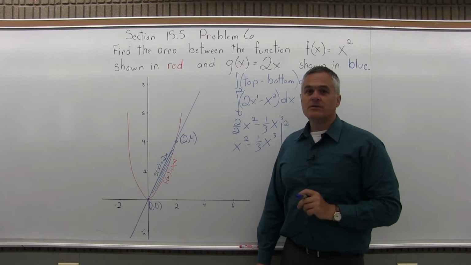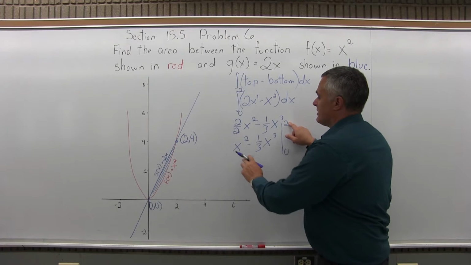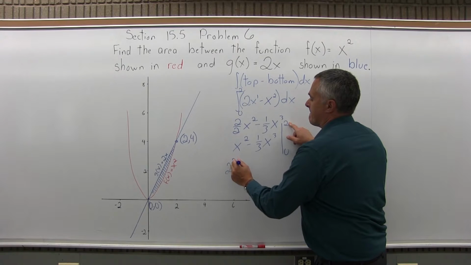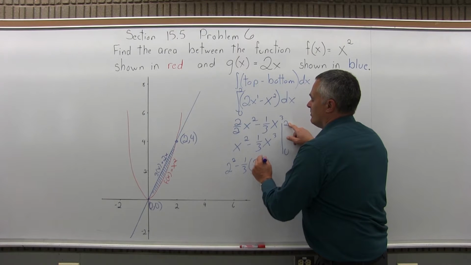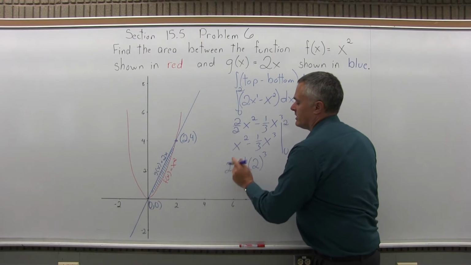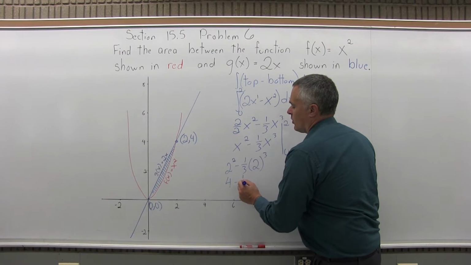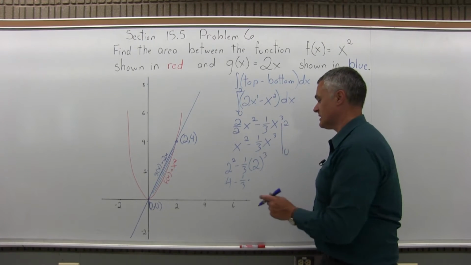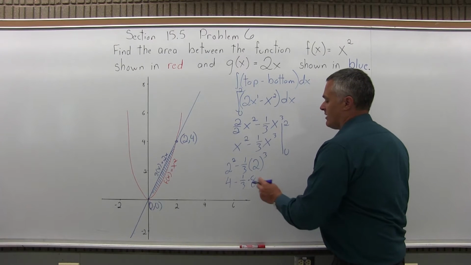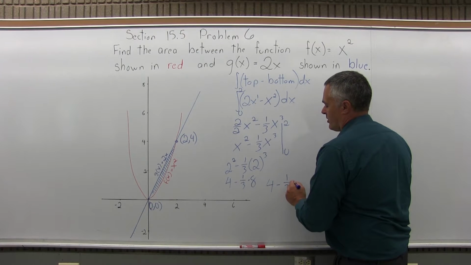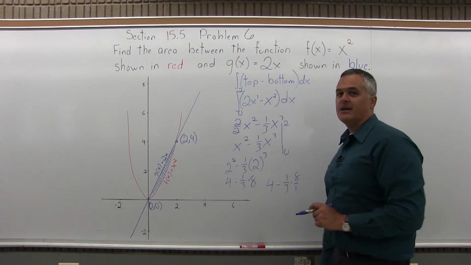Step 2 will be to put the upper limit of integration in for x. So the x squared becomes 2 squared, minus 1/3 x cubed becomes minus 1/3 times 2 cubed. And I'll do the math. We will have a fraction, but it won't be too bad. 2 squared is 4, minus 1/3 times 2 cubed, which is 8. 2 times 2 is 4, times the third 2 is 8. Let me simplify that a little bit: instead of 1/3 times 8, 4 minus 1/3 times 8 over 1, since 8 can be written as 8 over 1.